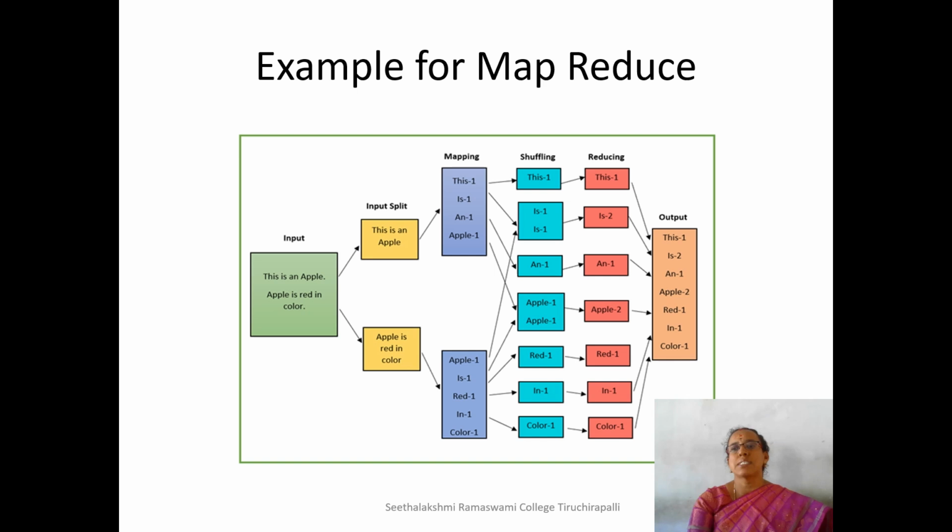Then the reducing is done. Last, the output is: this is repeated once, is is repeated twice, an is repeated once, apple is repeated twice, red is repeated once, in is present once, and color is present once.